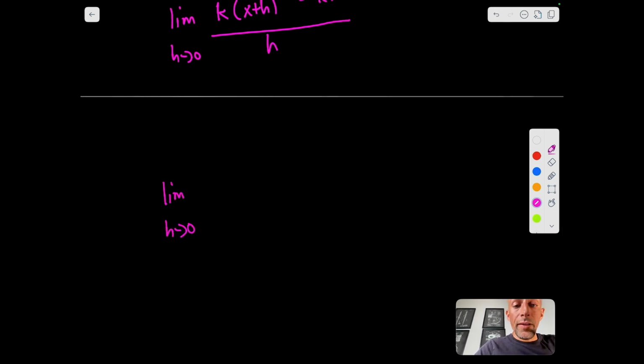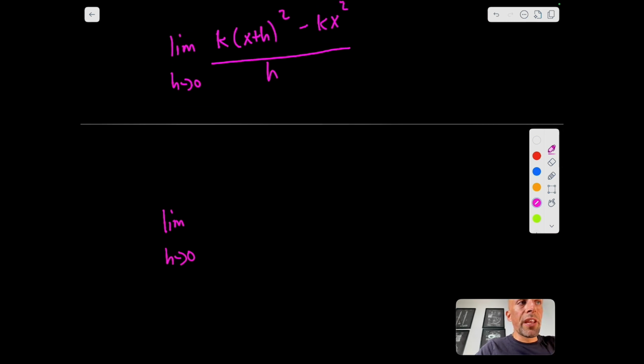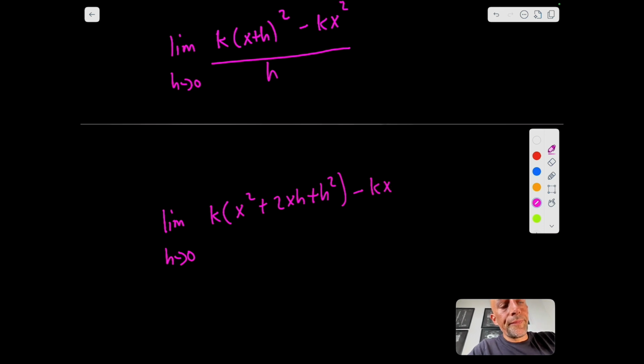And if I'm wrong, it's totally okay. You guys should just give it a try, and if you get stuck, that's right. Go back and try something new. So x plus h all squared is going to become x squared plus 2xh plus h squared minus kx squared all over h.